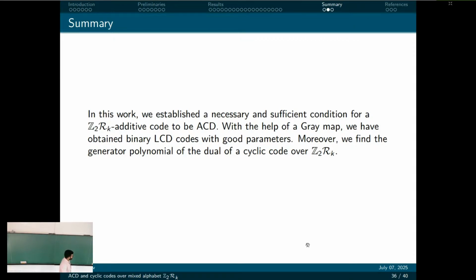And we have also found the generator polynomials of the dual of cyclic codes, because in earlier literature some authors have found new quantum codes with the help of Z2 cross Z2U over U4, using cyclic codes and their generators. So one can also find quantum codes with the help of Z2RK.